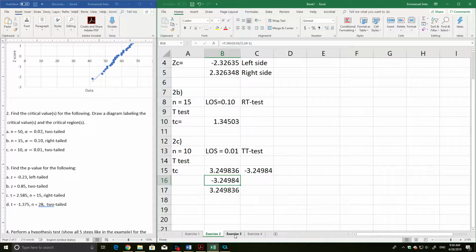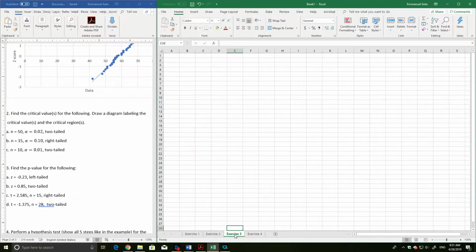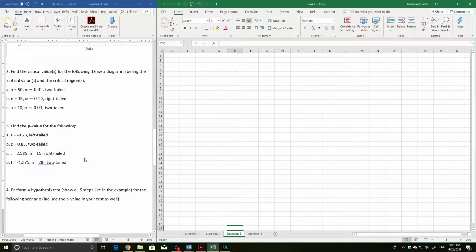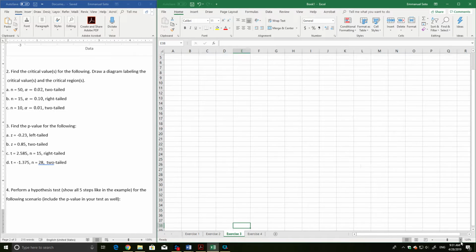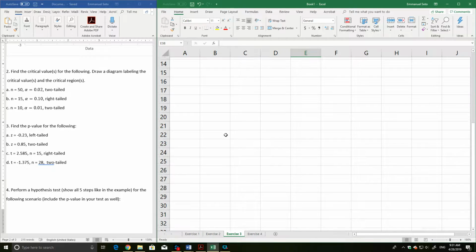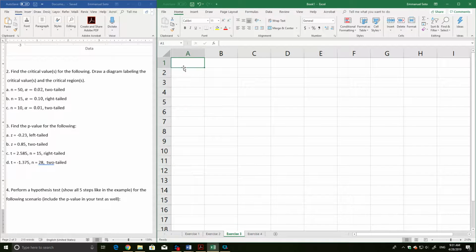All right, so now let's look at exercise 3. We want to find the p-value. Okay, so since we want to find the p-value, let's go ahead and label this 3a. Z is negative 0.23. And we're looking at a left tail test. So since we're obviously looking at z, we're using a z-test here. So we need to find the p-value from a z-test, from a left-tailed z-test.